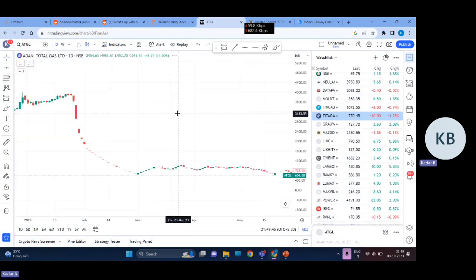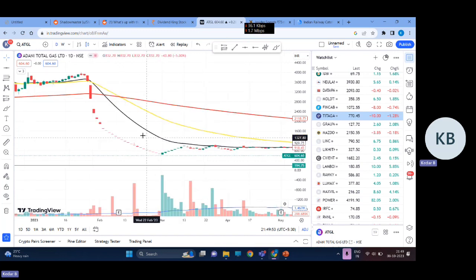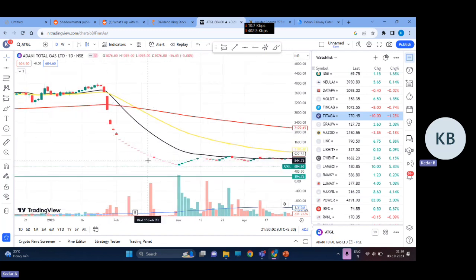Yeah, this one. ATGL. See what happened? It went below this line and it crashed like hell. And this was havoc. It got stuck in lower circuits. You couldn't even sell it. Around this time, all you could do was watch it going down. See how much percent it went down here.